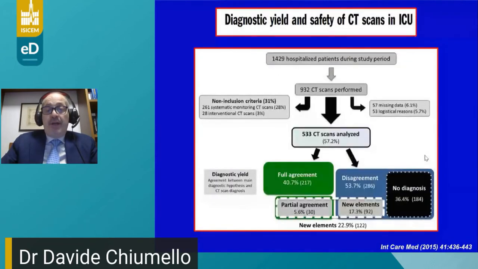And more important, this was another observational study, a real-life study, performed in a single center, enrolling all patients admitted in intensive care that underwent lung CT scan. Before the CT scan, the physician was asked what was the reason for the acute respiratory failure, and then it was reevaluated after the CT scan. As you can see here, only in 40% of the cases was a full agreement reached between before and after the CT scan. But more important, in more than 50% of the cases, there was a disagreement between what was thought by the physician and what was present at lung CT scan.